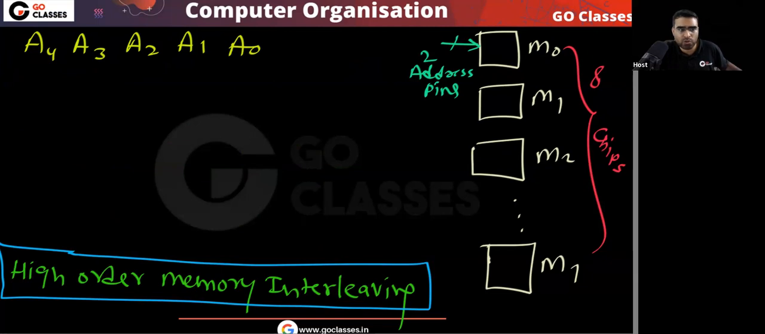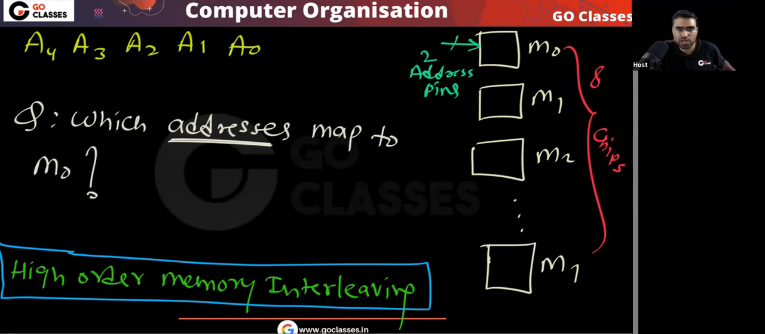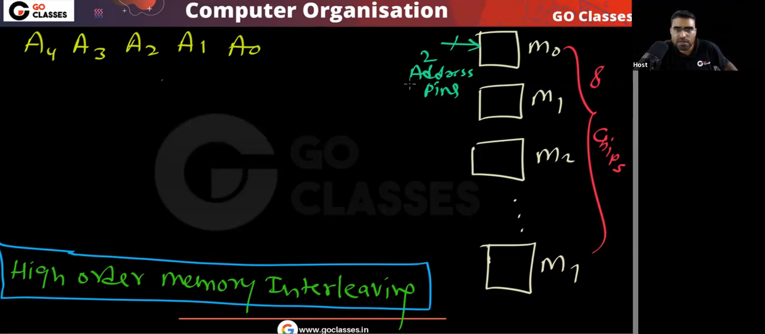Which addresses are going to map to M0? Just notice, if I ask you which addresses map, or point, to M0, tell me which addresses will map to M0. Very simple. M0 means they must be 0, right? Yes or no? All of them must be 0. That's it.